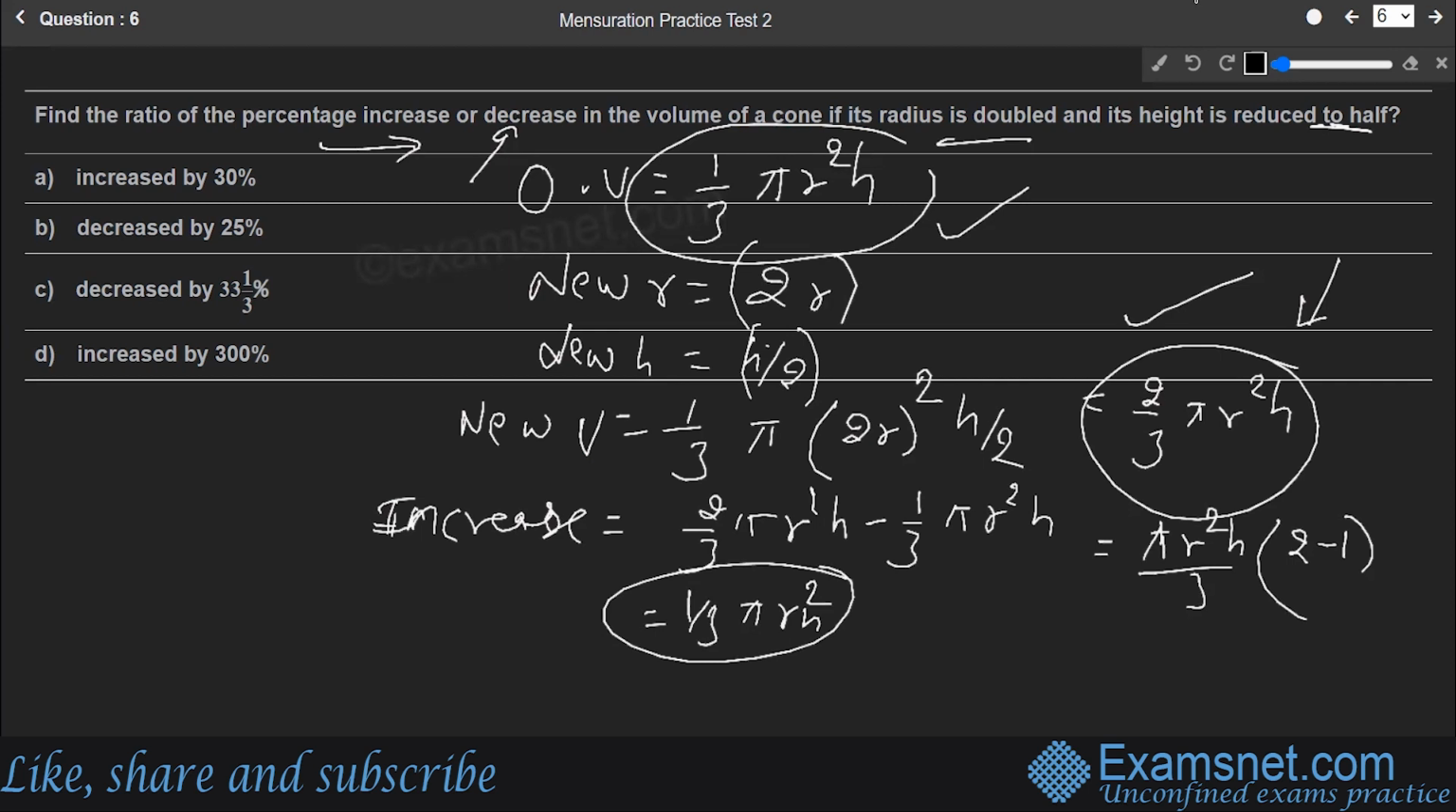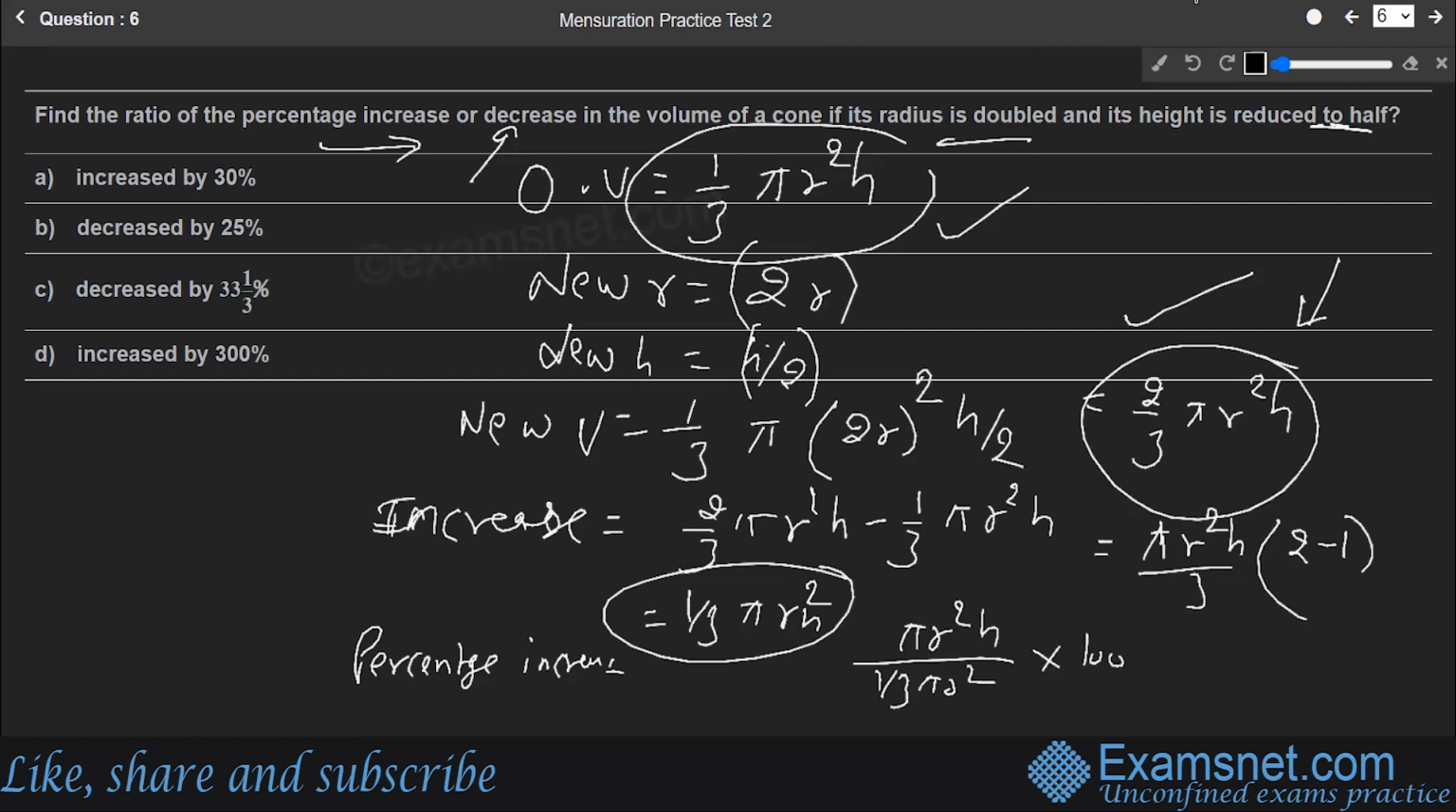So now we need to find out the percentage increase. Clearly, percentage increase is always the increase over the older value, divided by the older value, multiplied by 100. So 1 by 3 pi r square h has been there, so it has to be pi r square h divided by 1 by 3 pi r square h multiplied by 100.